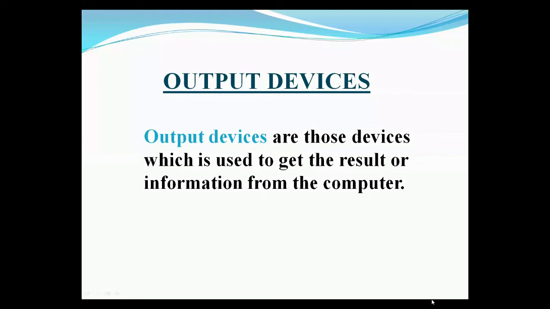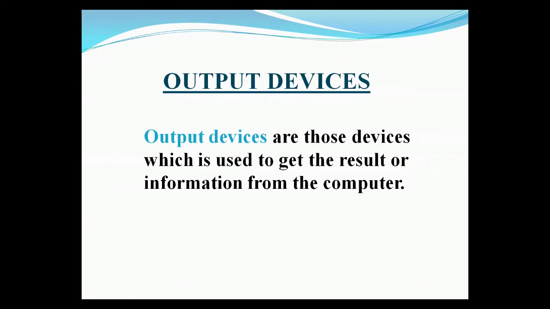Okay, and output devices may adopt different shapes and styles. The output may be in the form of typed, printed, and visible. The purpose of output devices is to convert data and information expressed in electronic pulses to human understandable forms such as a printed report. Okay, students, all of these things are input devices. So what are output devices? Output devices are those devices which are used to get the result or information from the computer.